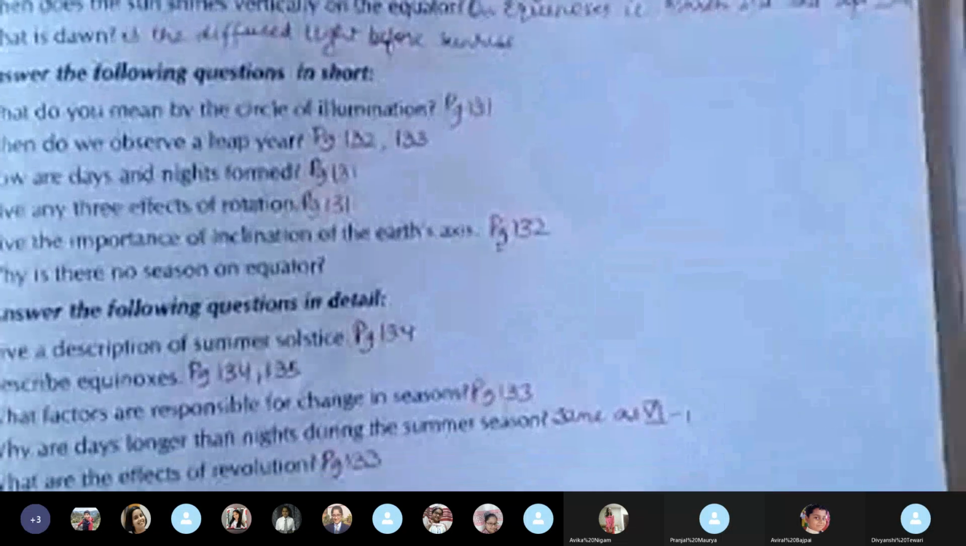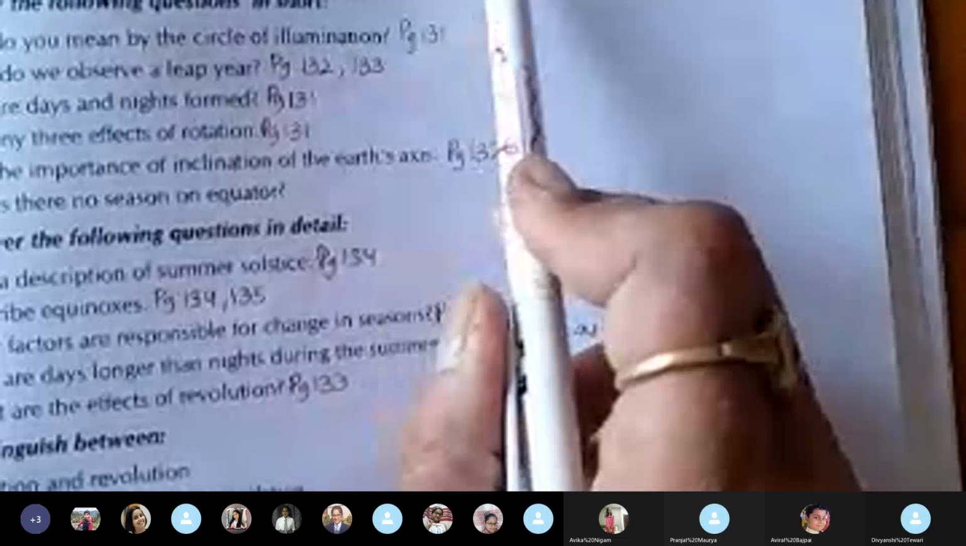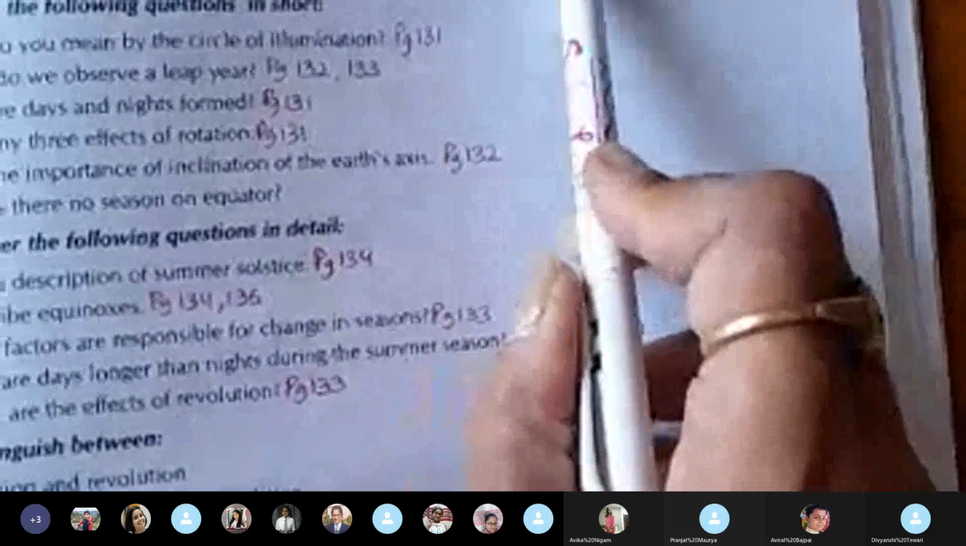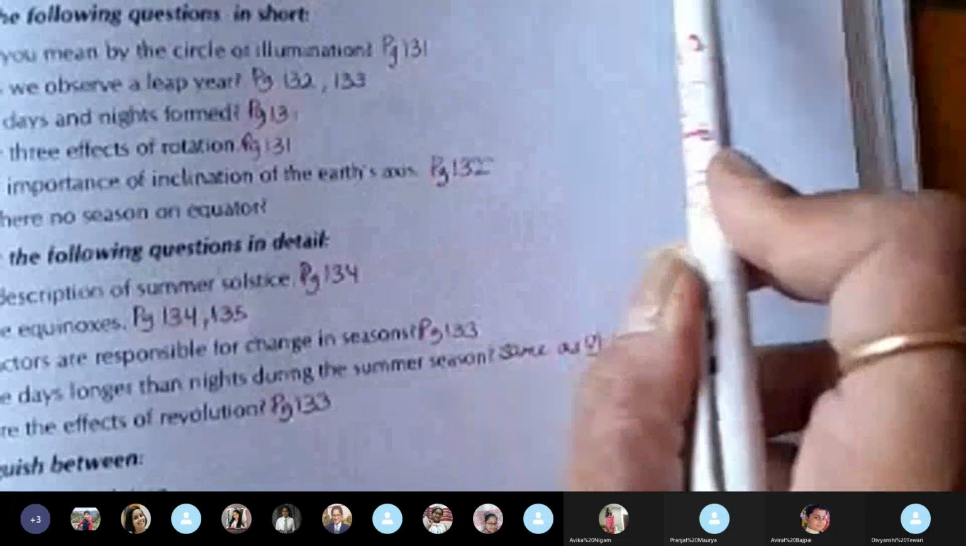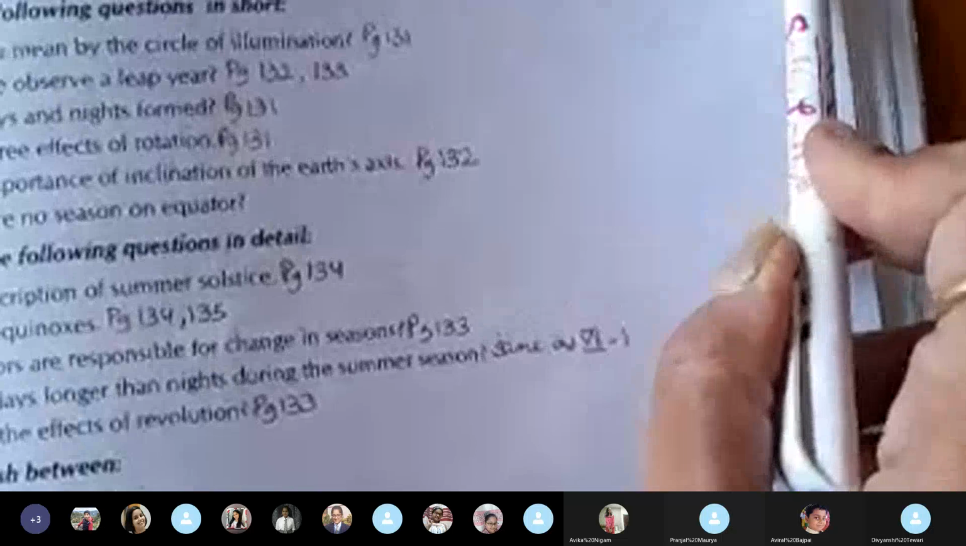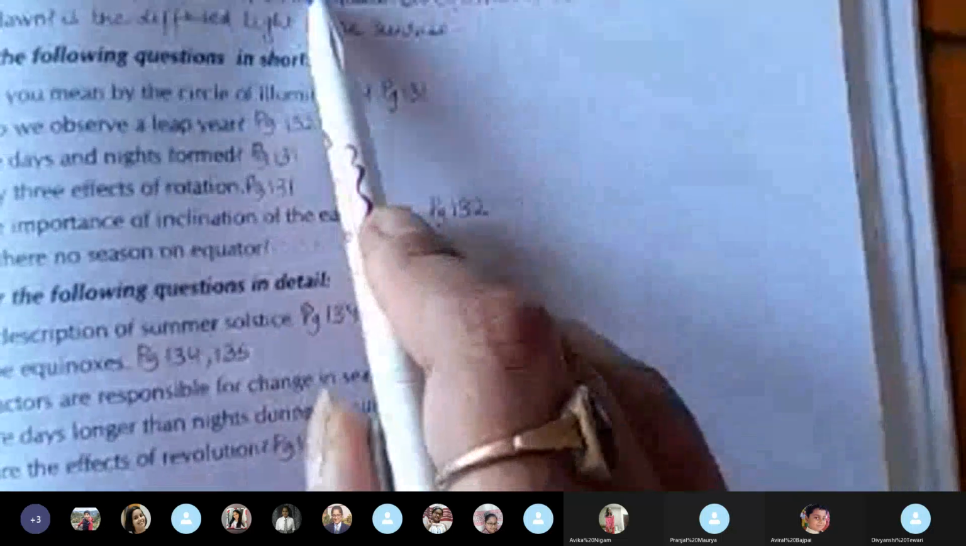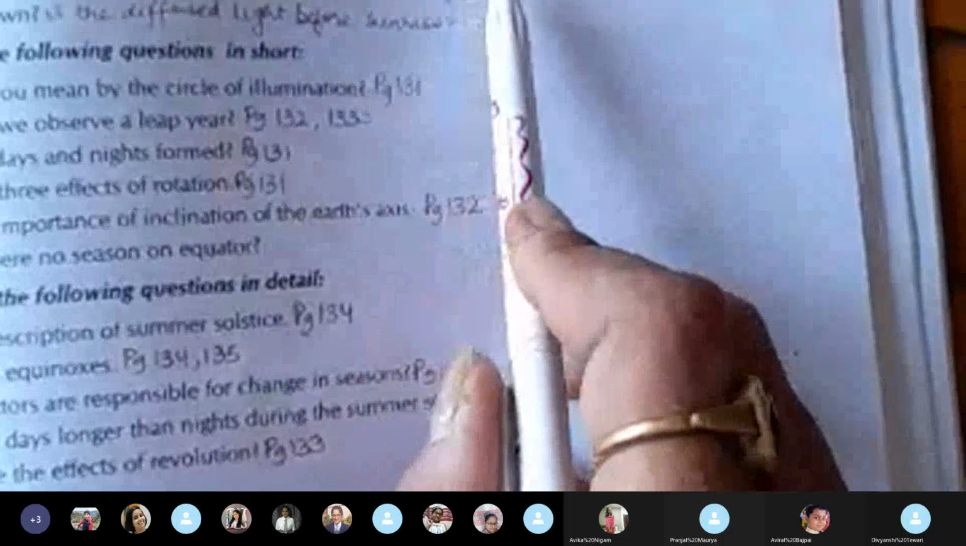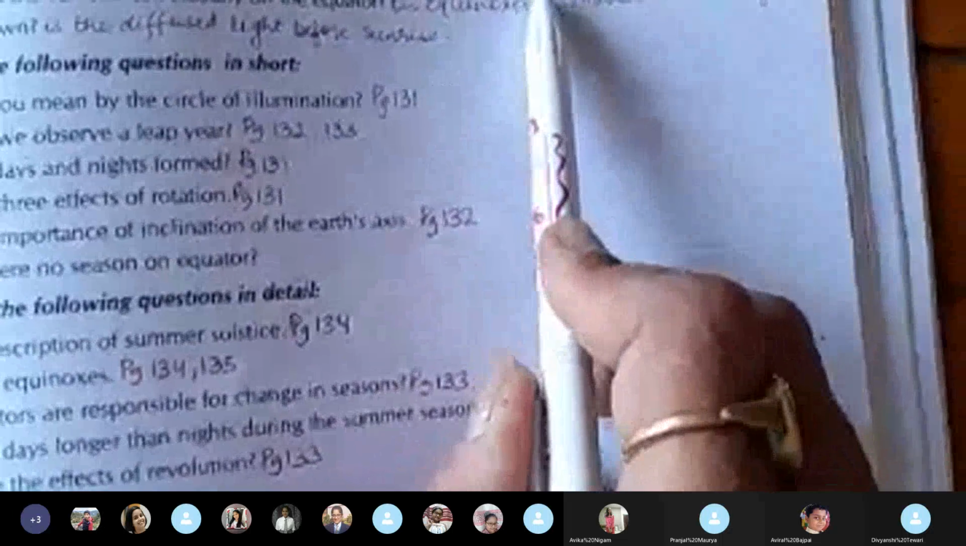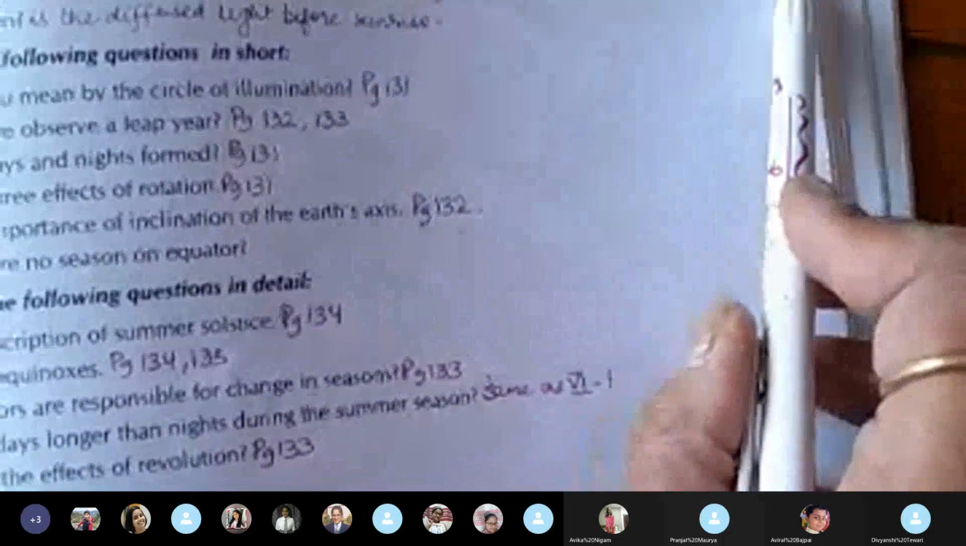Next, 4-4. What do you mean by the word solstice? Answer: sun standing still or reaching the highest point. I repeat, what do you mean by the word solstice? Answer is sun standing still or reaching the highest point means solstice.